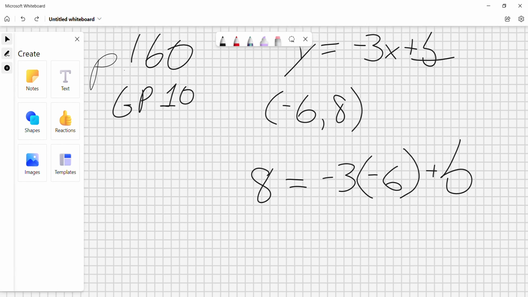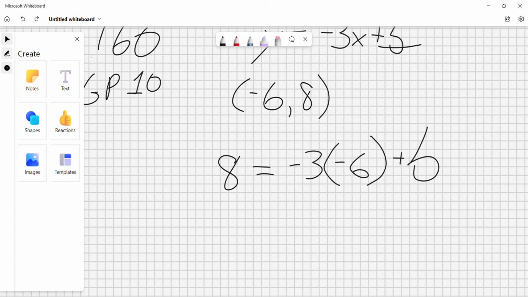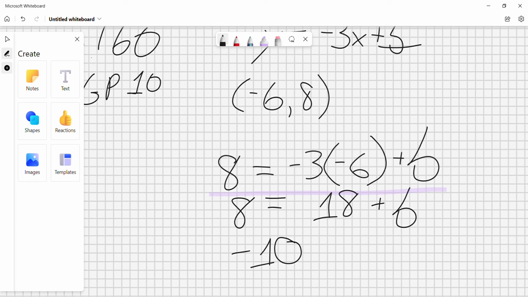Moving down here, let's just solve this. This is now an approachable algebraic equation. We just solve for b. So what is -3 times -6? That simplifies down to positive 18. So we have 8 equals 18 plus our variable. Let's subtract 18 from both sides to get b all by itself. 8 minus 18 is -10. So -10 is b.